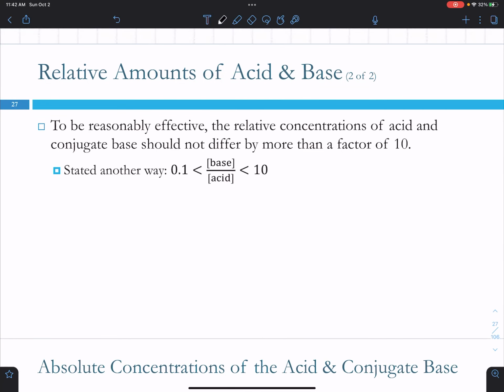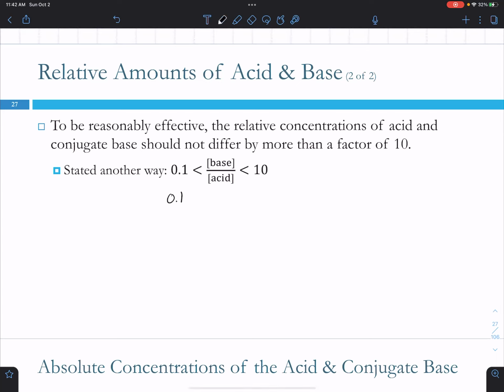So to be reasonably effective, the relative concentration of acid and conjugate base should not differ by more than a factor of 10. Right? So using this base to acid ratio, a ratio of 0.1 is going to be a very small amount of base relative to acid, and then a ratio of 10 would be a large amount of base to acid.